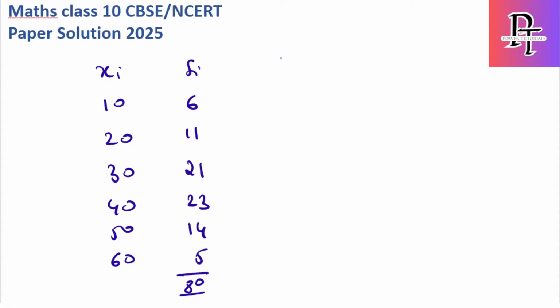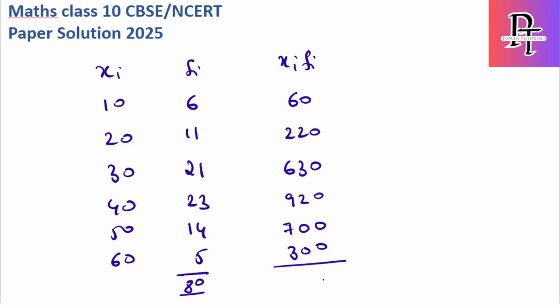Okay, so for mean we have to find sigma fi xi. So 6 times 10 is 60, 11 times 20 is 220, 21 times 30 is 630, 23 times 40 is 920, 14 times 50 is 700, and 5 times 60 is 300. So sigma fi xi, if I add all of these, I will get 2830.